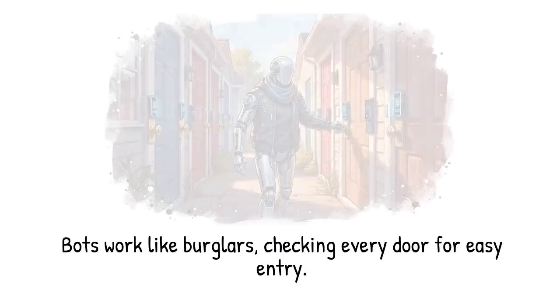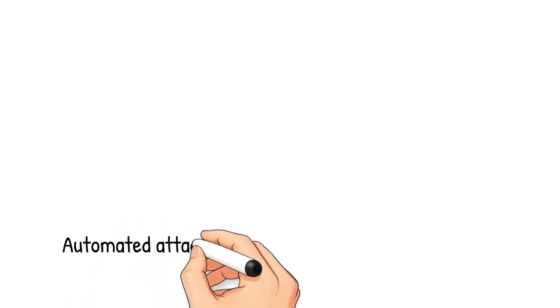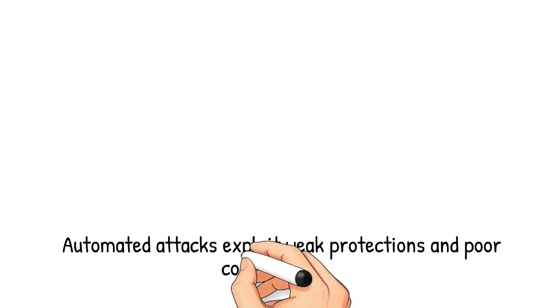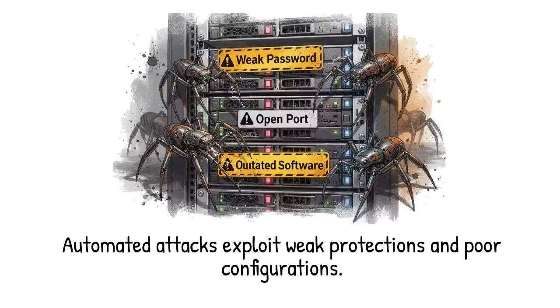To understand this, imagine a burglar who doesn't target specific houses, but walks down a street checking every door. If a door is unlocked, they enter. If it's locked, they move on. Automated attacks follow the same logic. They exploit weak passwords, outdated software, open ports, and misconfigured servers.